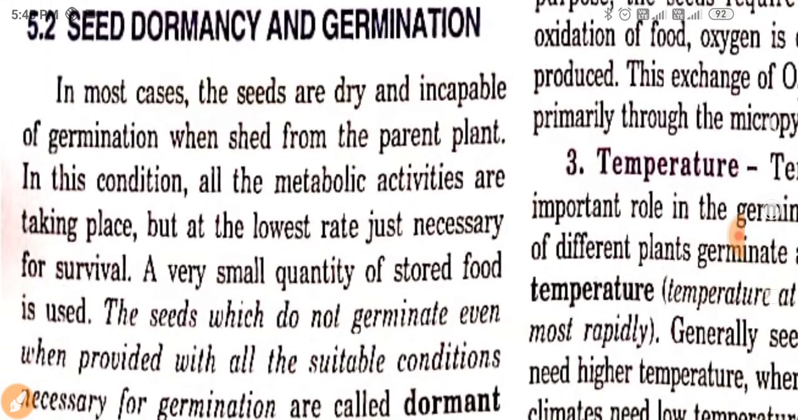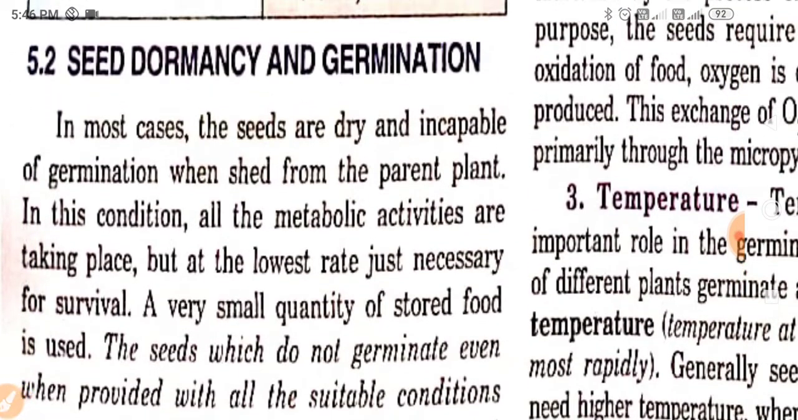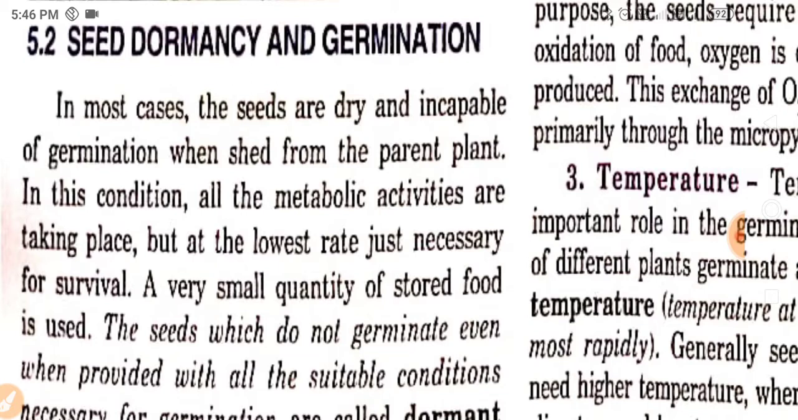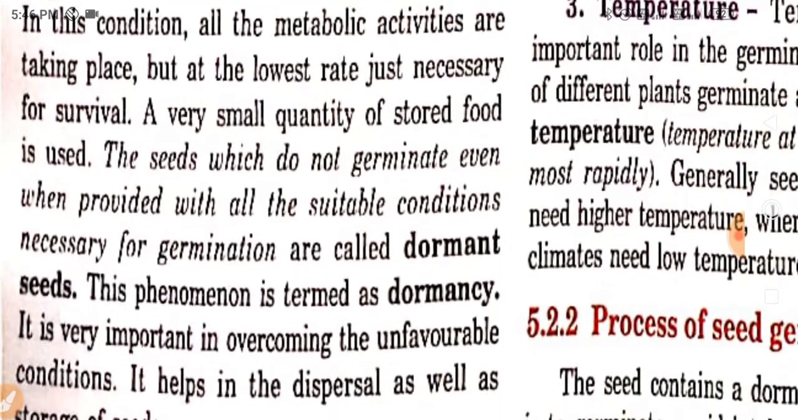Now we start our new topic of this chapter, seed dormancy and germination. In most cases, the seeds are dry and incapable of germination when separated from the parent plant. In this condition, all the metabolic activities are taking place, but at the lowest rate just necessary for survival. You can say that in unfavorable conditions the seed goes to dormancy. A very small quantity of stored food is used.